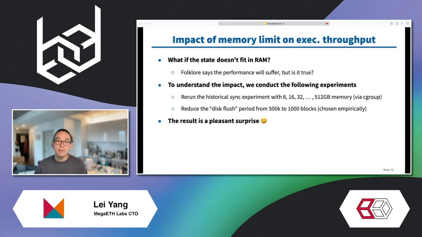To understand the impact of limited memory, we reran the experiments under smaller memory sizes, from 8 gigabytes to 512 gigabytes. In addition, we reduced the batch size from 500,000 blocks to 1,000 blocks, so the experiments do not run out of memory. And the result we get is a surprise, and it's a surprise in a good way.